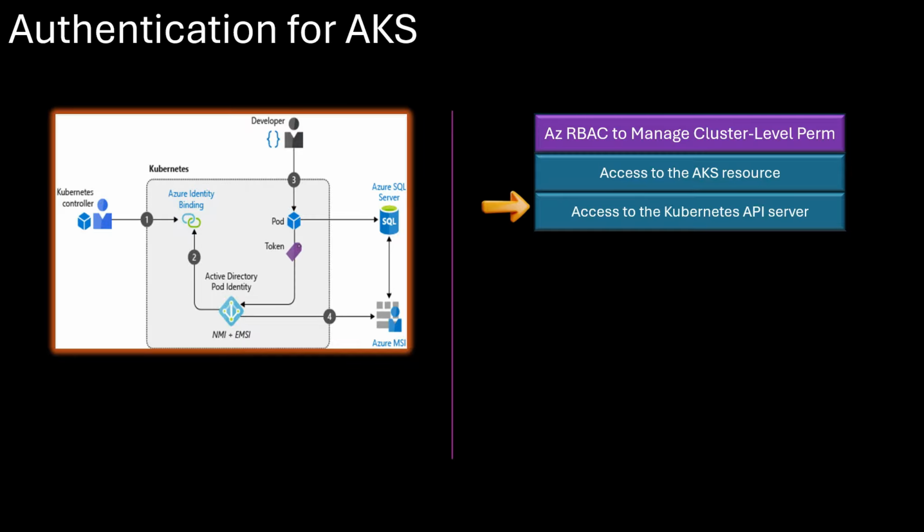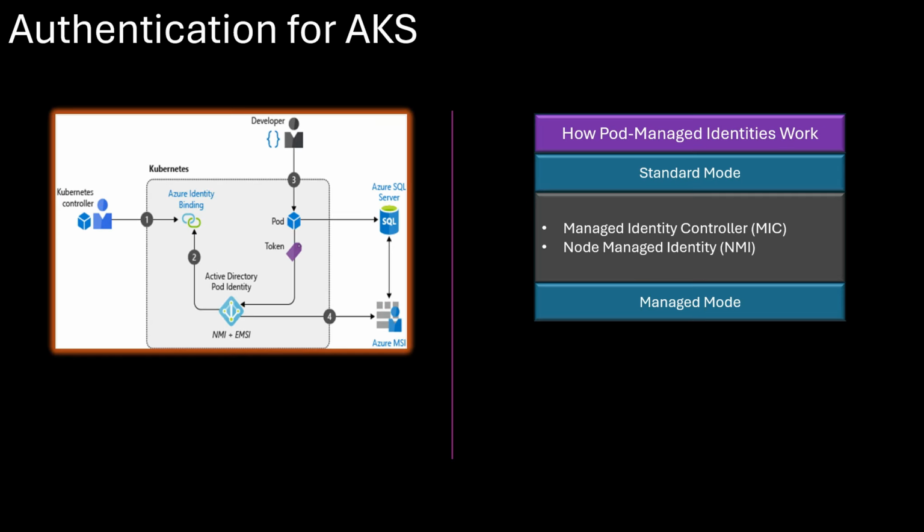And the second is access to the Kubernetes API server. This defines who can interact with workloads inside the cluster, which can be managed with Kubernetes RBAC or Azure RBAC integration. Bottom line, by applying Azure RBAC, you ensure that only authorized users can manage the cluster infrastructure while keeping operational control in check. Let's unpack how pod managed identities work in AKS.